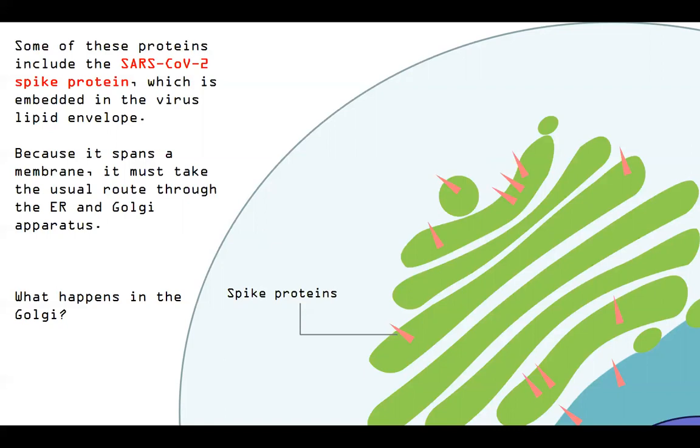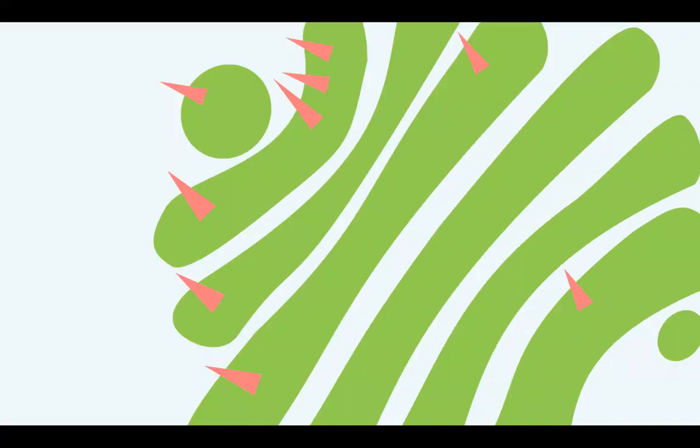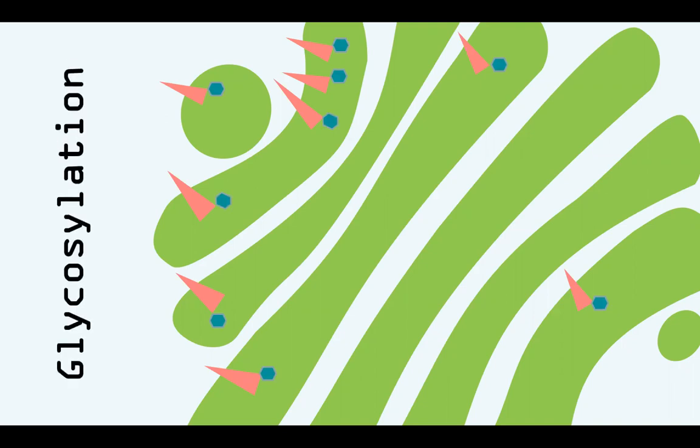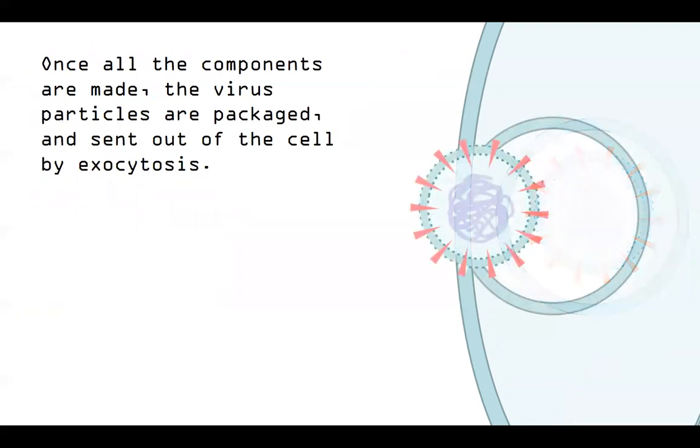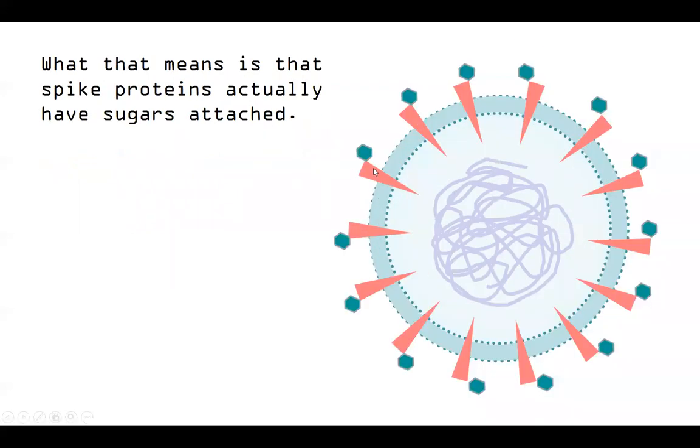So what happens in the Golgi? We remember that in the Golgi, we add things like carbohydrates. This is called glycosylation. Once all the components are made, virus particles are packaged and sent out of the cell by exocytosis. But now we know a little bit more about this, and that means that spike proteins are not just naked, but they actually have sugars attached. We've glycosylated them. This is a not so sweet surprise.